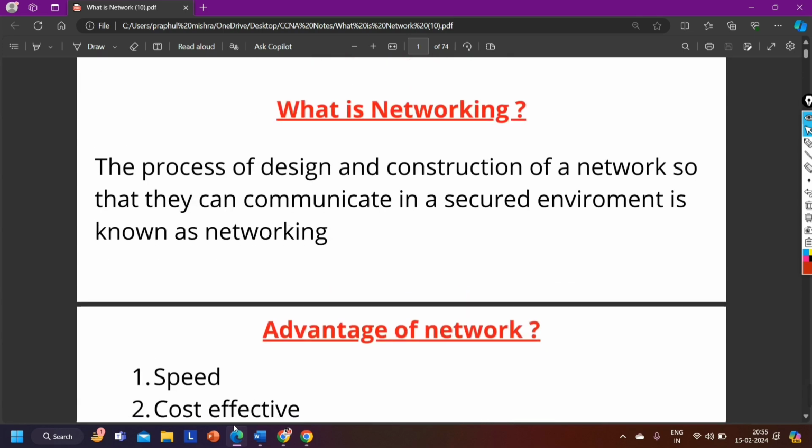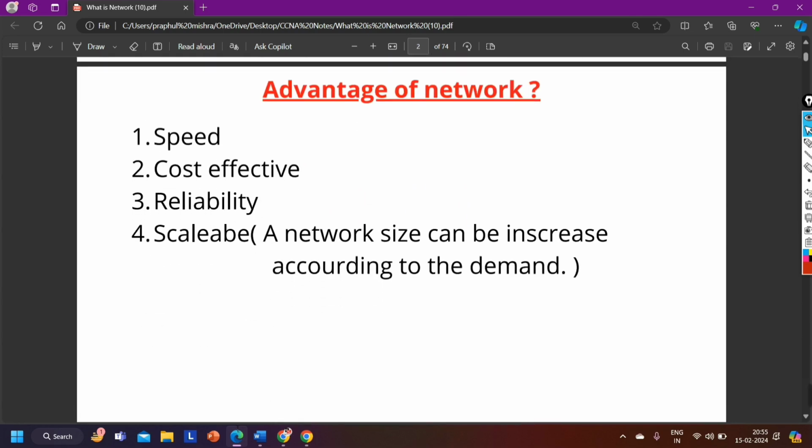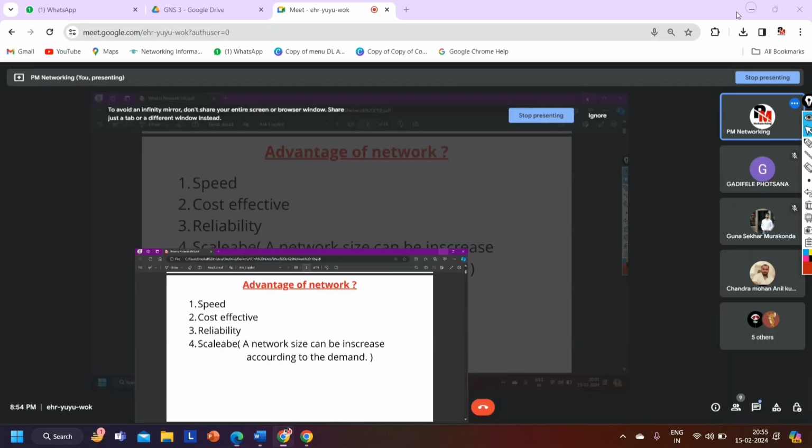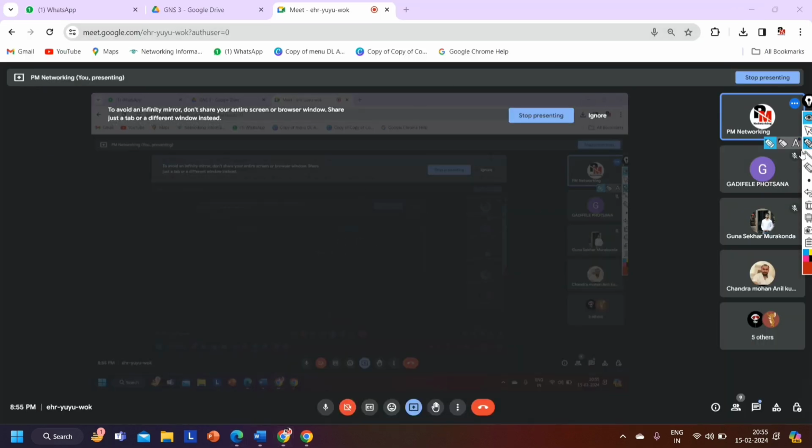Then what is the advantage of network? Why did we come up with network? To exchange the information. To exchange the information only?